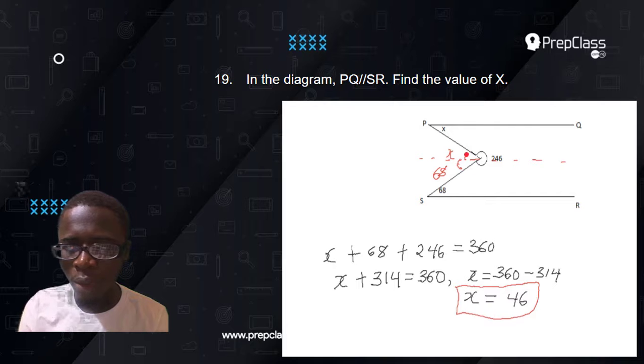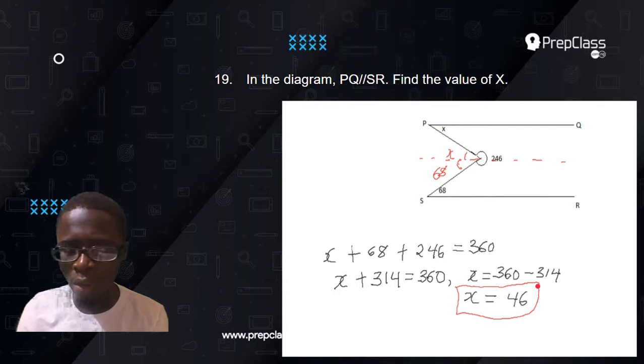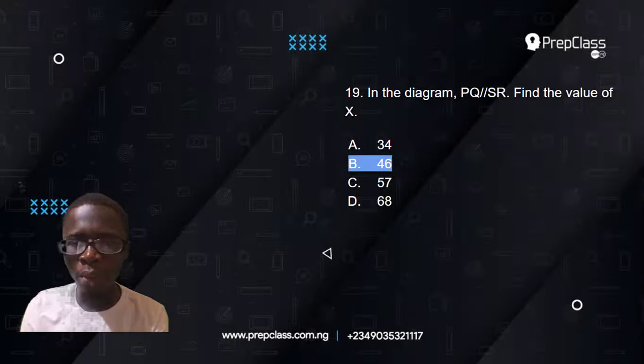So now, as you can see here, the summation of all this is going to be 360, which is angles at a point. So this is exactly what we did here. X plus 68 plus 246 is going to give us 360. And the rest is history. We just add this and make X the subject of the formula, leaving us with a value of X being 46. So basically, it's just a game of playing with theorems. So lastly, our question says, this, as you can see, is option B.